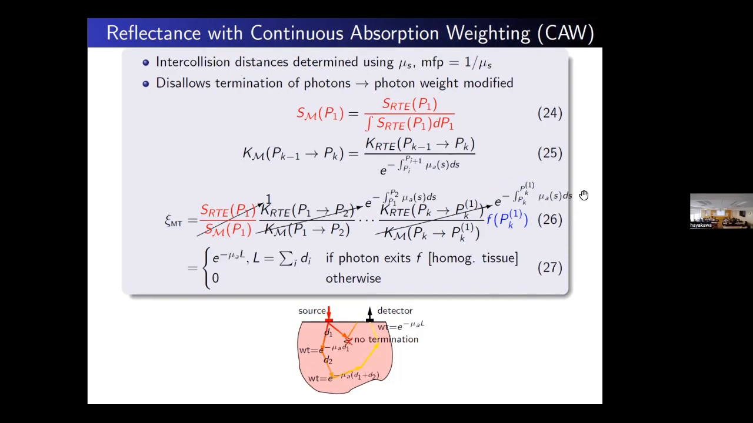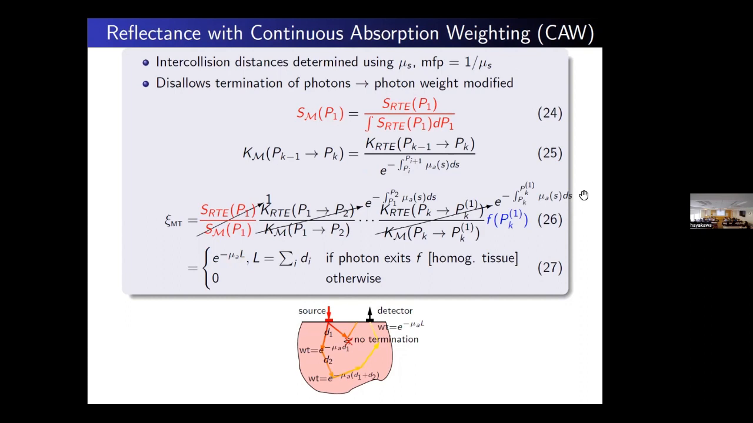Okay, so in continuous absorption weighting, when we change the random walk, we're now transporting with respect to us, e to the minus us times distance traveled. So the mean-free path between collisions is now 1 over us. And we're changing the way that we're rolling the random walk process as well.